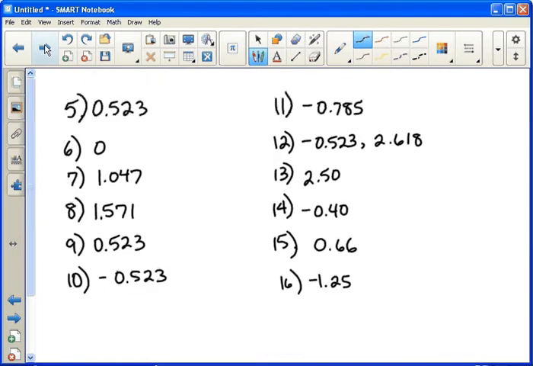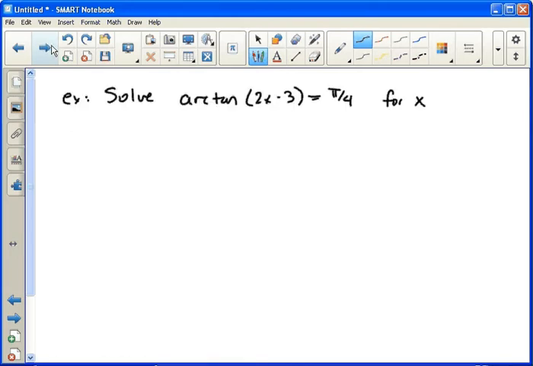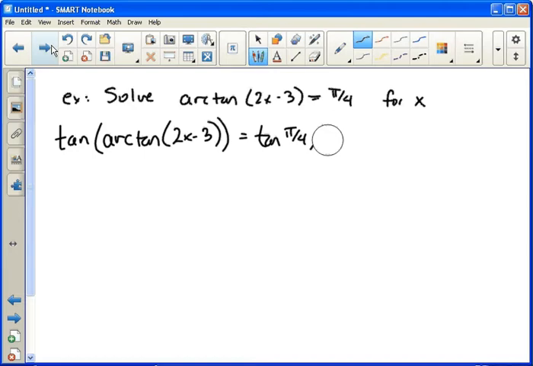Okay, the next thing we need to know how to do is solve for x when we have a trig function involved. So we're trying to get x by itself when we have arctangent involved. Well, to undo arctangent, we need to take the tangent of both sides, because they're inverses of each other. They do opposite things, so they cancel each other out. Okay, so tangent and arctangent cancel each other out.